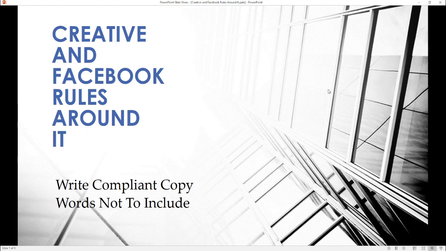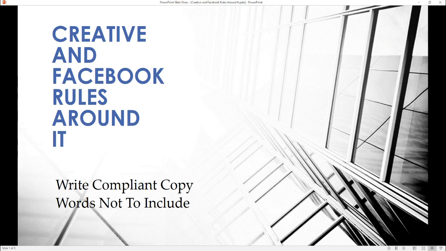So what we're going to cover is, first of all, how to write a compliant copy. As you know, Facebook has rules around what you can put in your ad and what can be seen and how it should be worded. And it has huge security algorithms that will check your ad before it gets approved. So we want to make sure that we're compliant with Facebook ads policy before we do anything else.